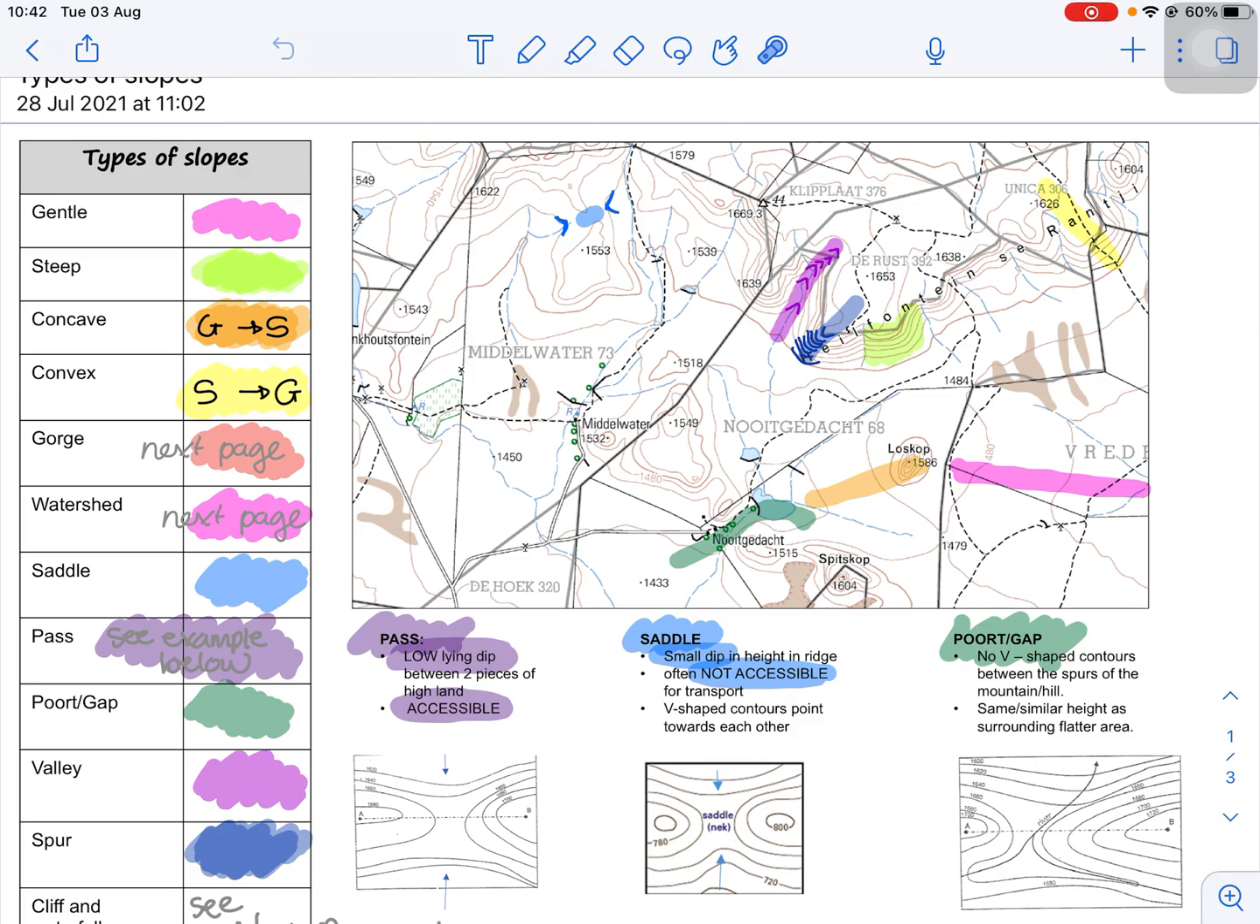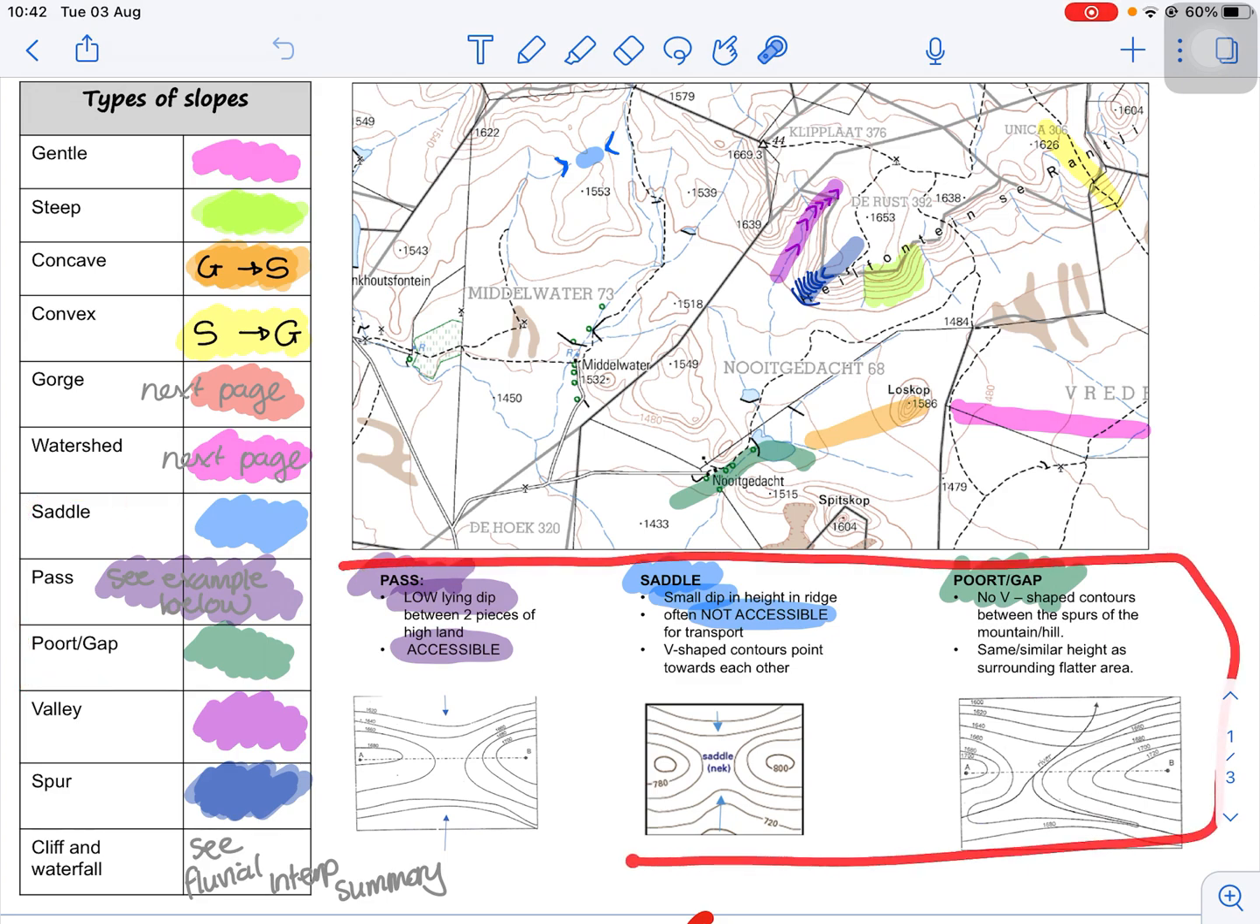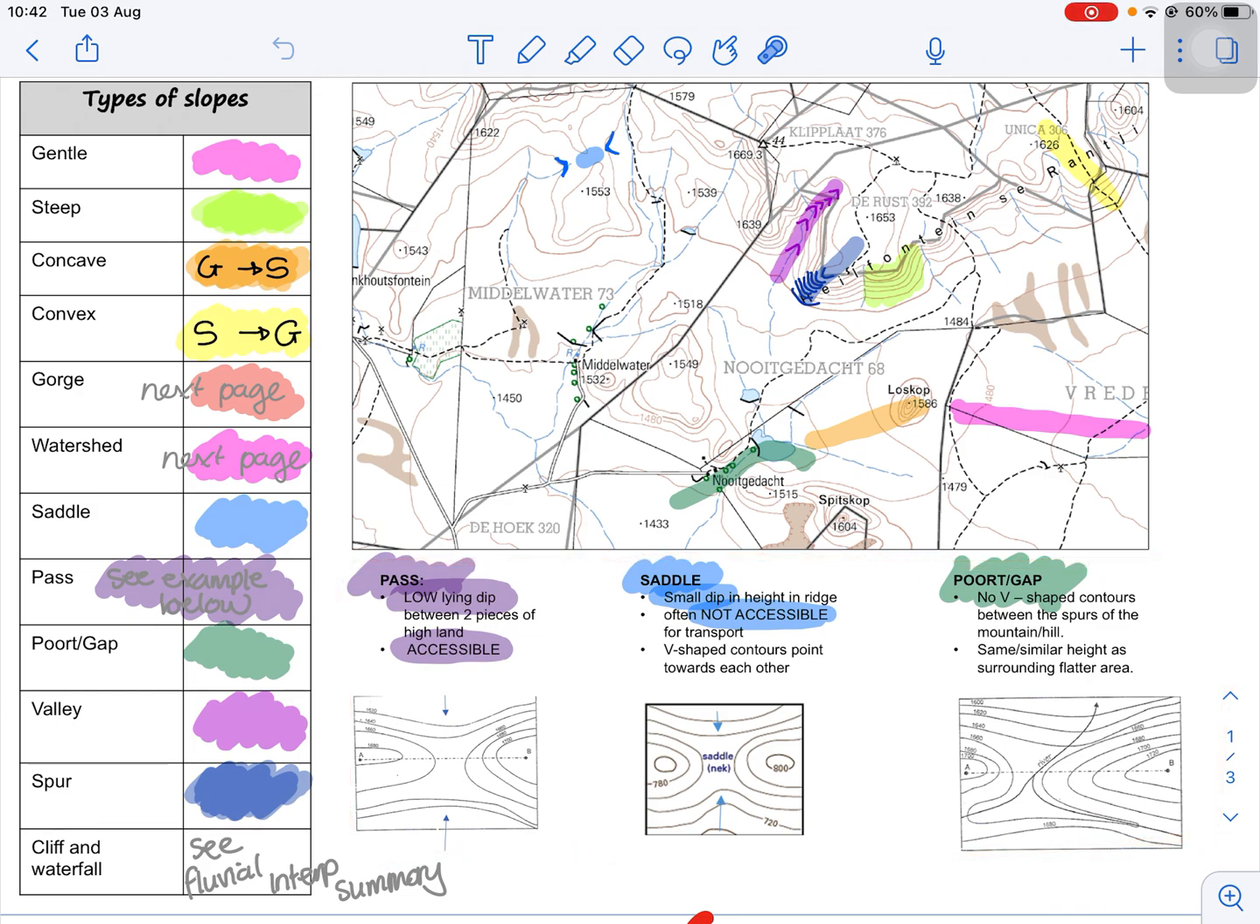We'll look at those now, and then you've got your difference between a saddle, a pass, and a poort. And I've shown this in this example here in a theoretical kind of drawing. When we look at a pass and a saddle, those two are very similar. They look the same, okay, in terms of the patterns in contours. You're going to have two high-lying regions on either side, okay, and then you have a lower-lying dip between the two.